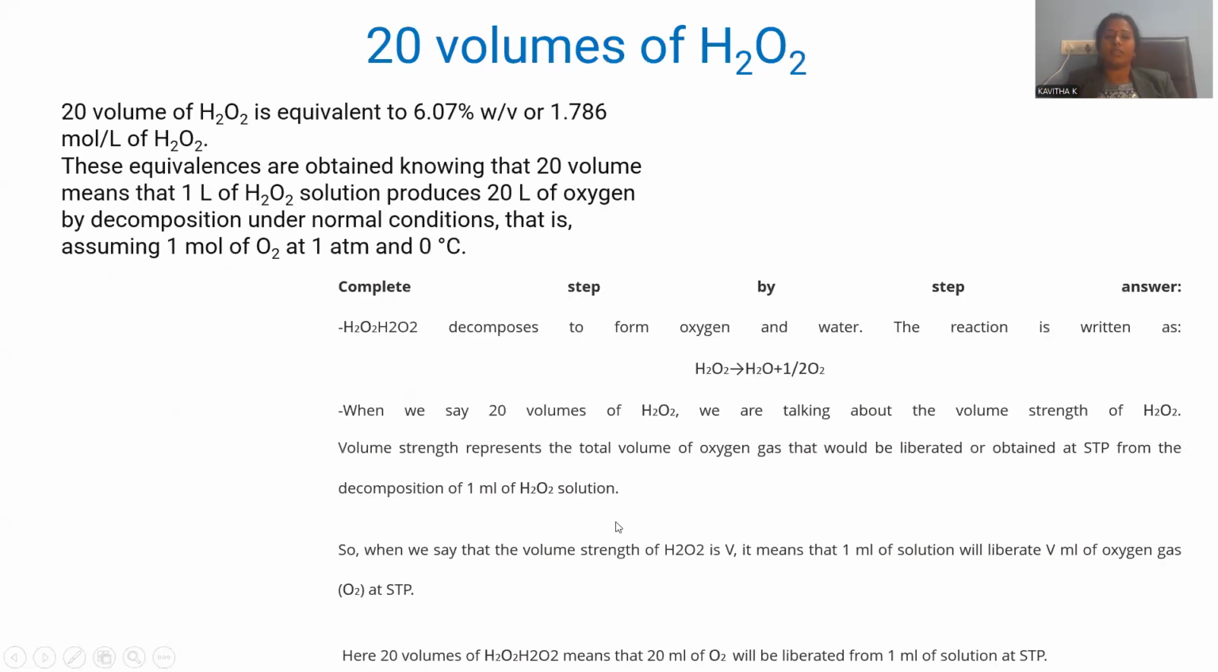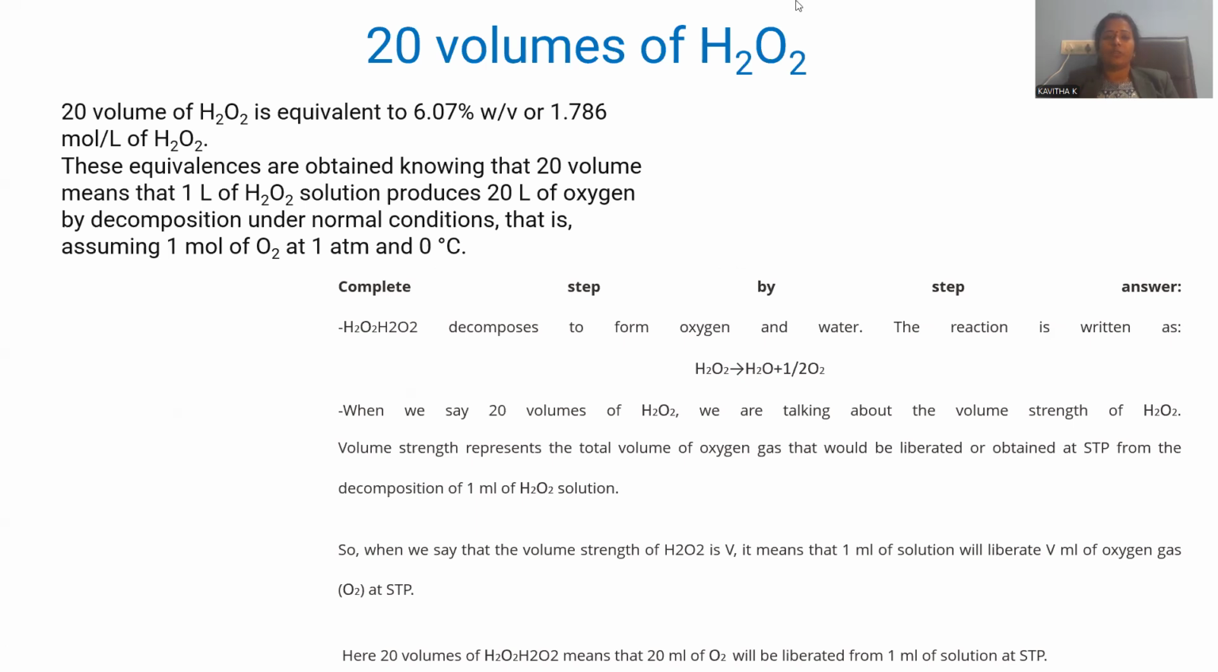Now let's go with another related term. In some cases, you can hear one kind of sentence: 20 volumes of hydrogen peroxide will be there. 20 volumes of hydrogen peroxide means what? That I would like to explain.